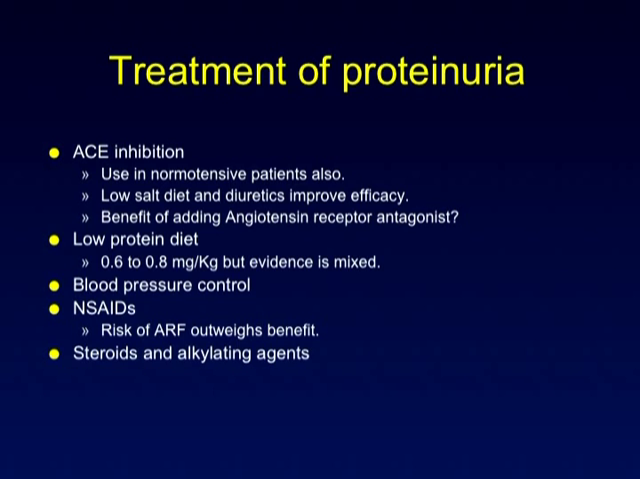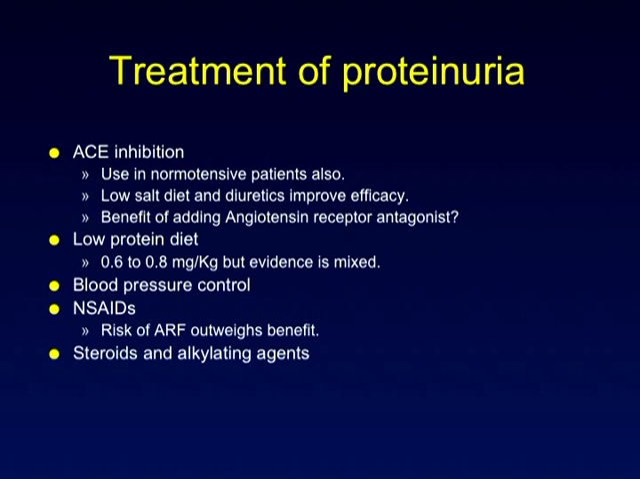Treatment can be divided mostly into two categories: general treatment, angiotensin blockade, ACE inhibitors, or angiotensin receptor blockers. Most people don't restrict protein, but it's an option to slow progression of kidney disease in this setting. The reason you don't do it in nephrotic syndrome is that they're already losing a lot of protein. They may be a little malnourished.